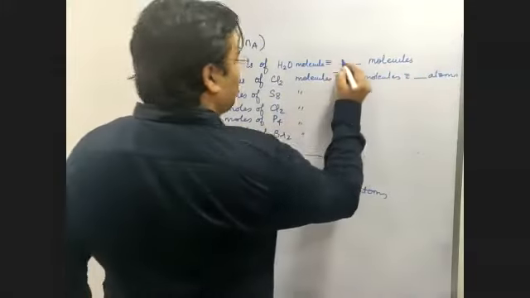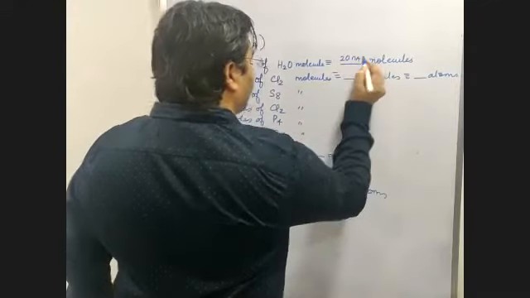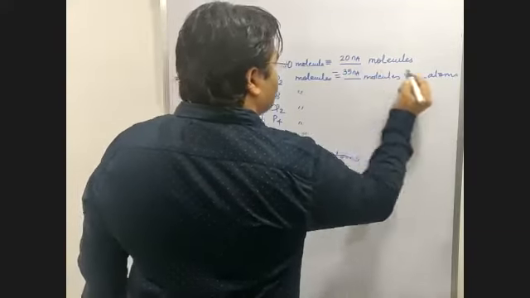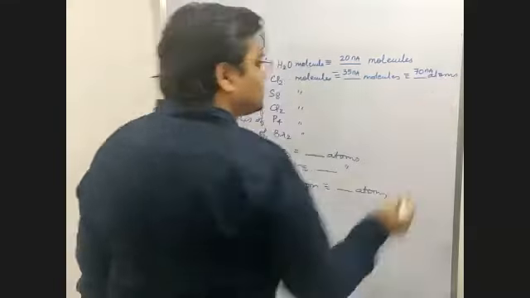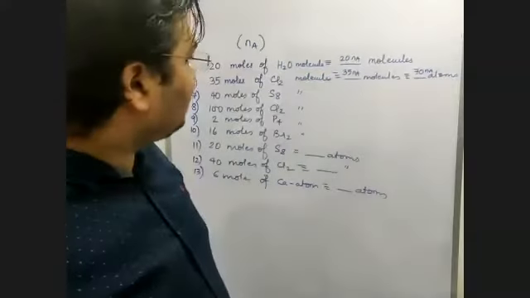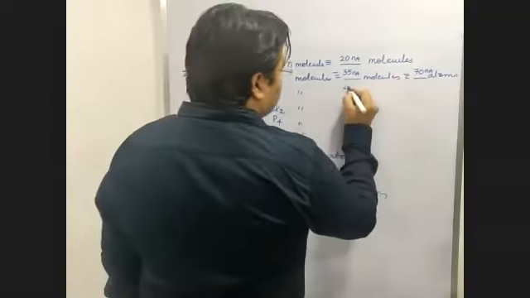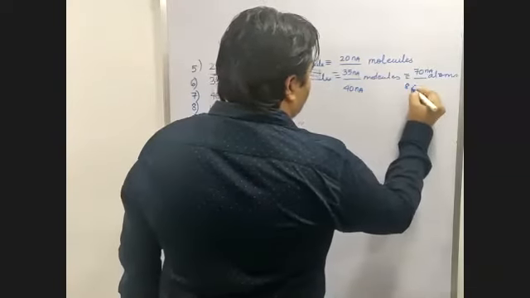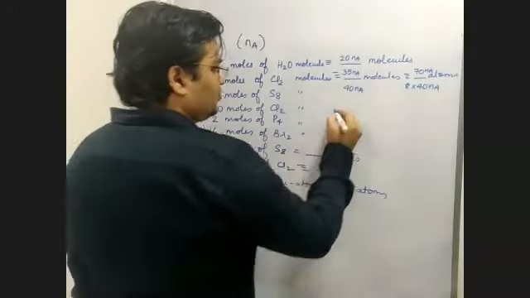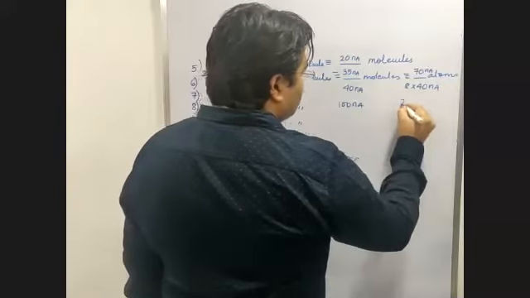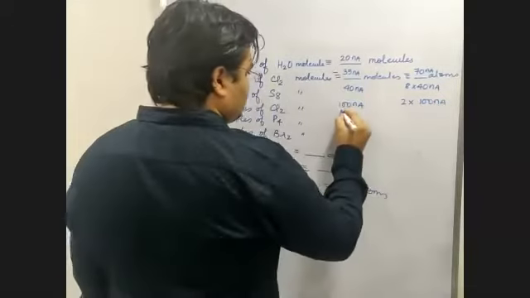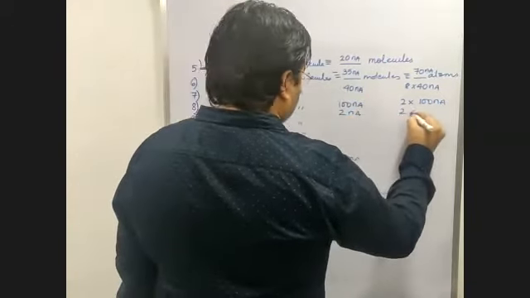Sir, the fifth one will be 20 NA molecules. Okay. Sixth one will be 35 NA molecules, and it will be 35 into 2, 70 atoms. Yes. Then 40 NA molecules. Yes. Then 100 NA molecules. But how many atoms also I want? 200. Then 2 NA molecules and 8 NA atoms.